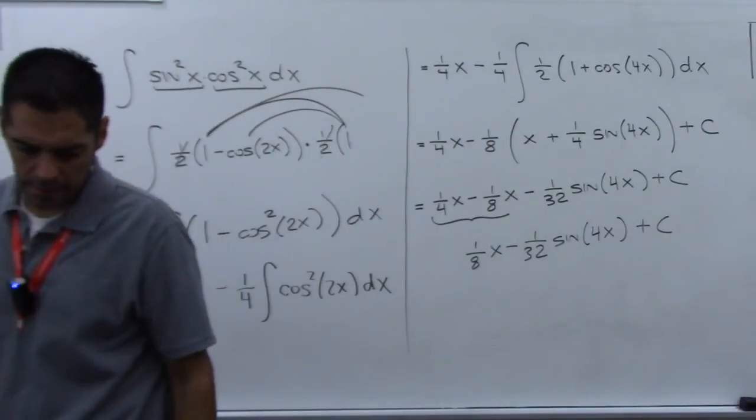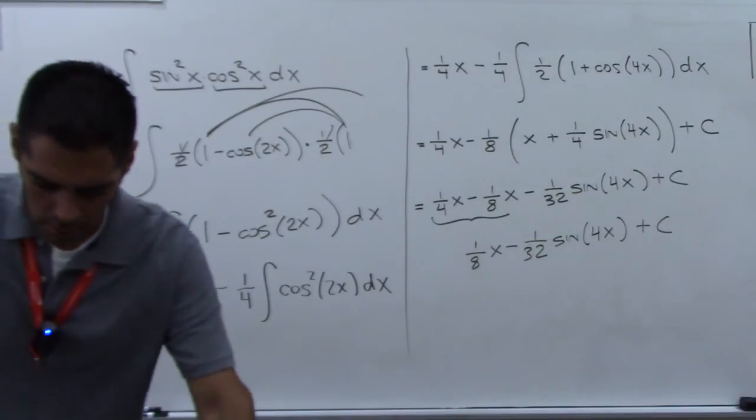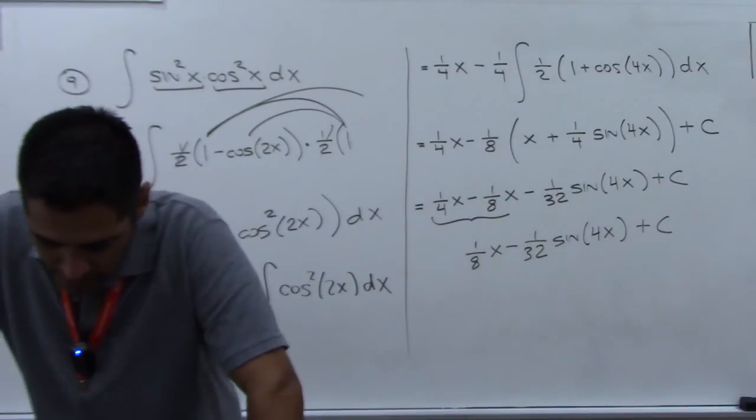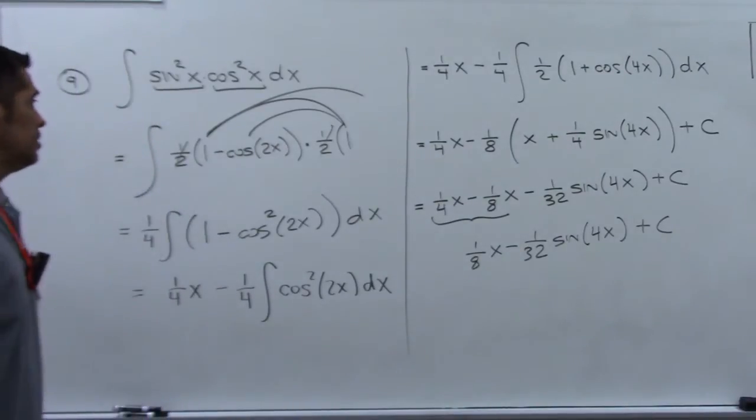What number was that? Was that 9? Yeah, that was 9. Oh no. Number 10, cosine to the 6th. That's a torture problem. I'm not willing to do that.